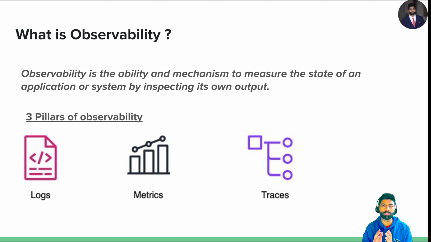Let's understand first what is observability. As the definition on the slide says, observability is the ability and mechanism to measure the state of an application or system by inspecting its own output. So if I simplify this for you, let's assume that you are running a microservice on a platform. So observability is a mechanism to measure the state and health of that specific microservice.